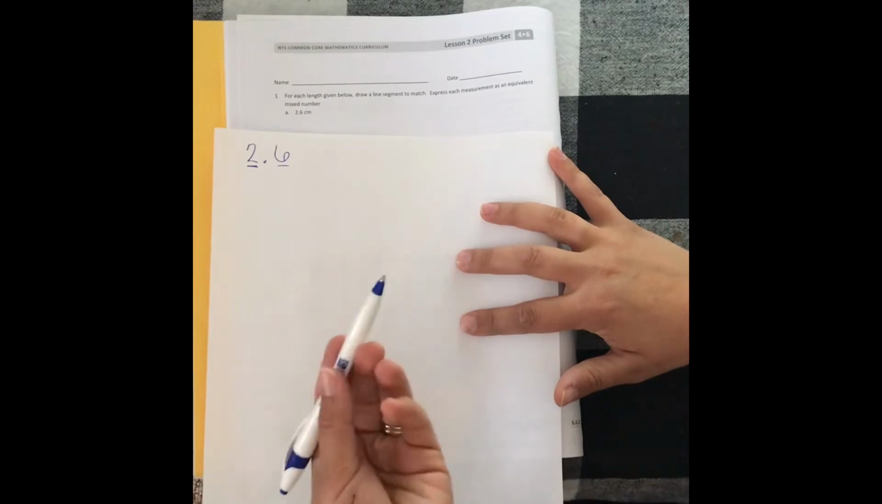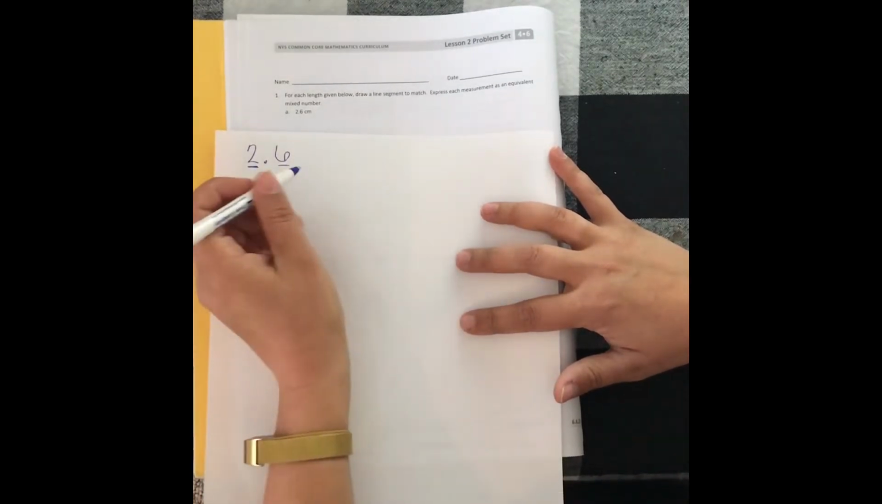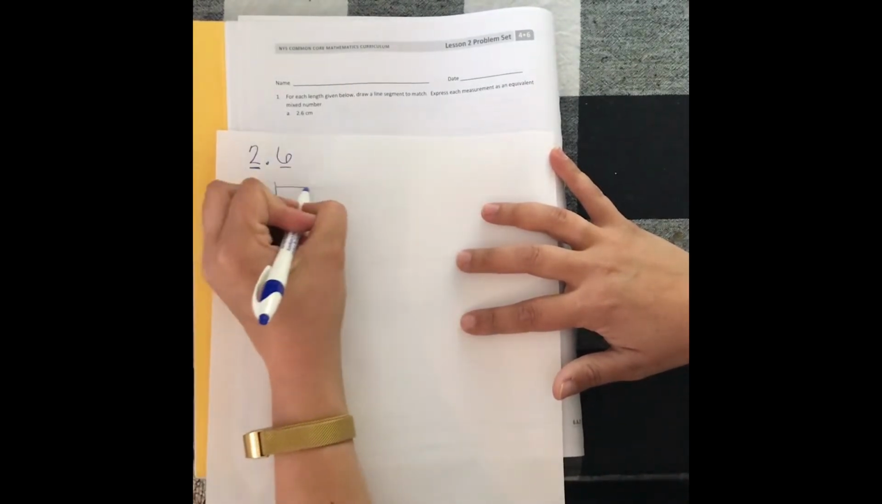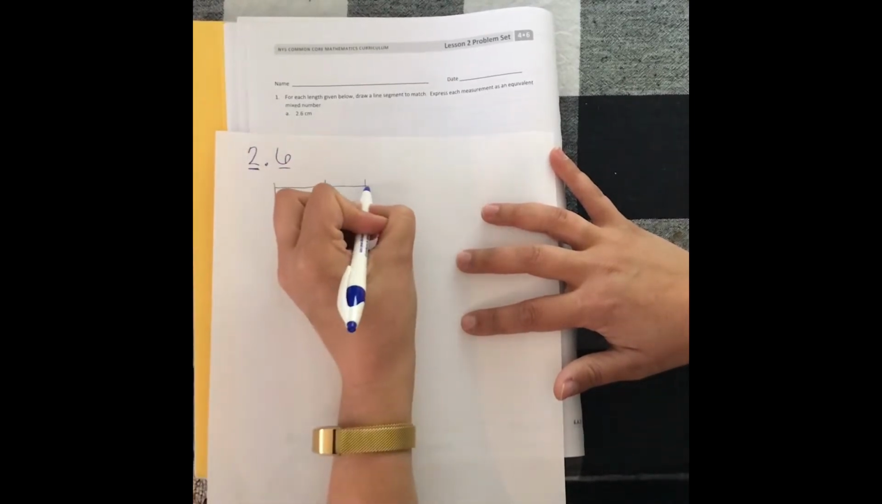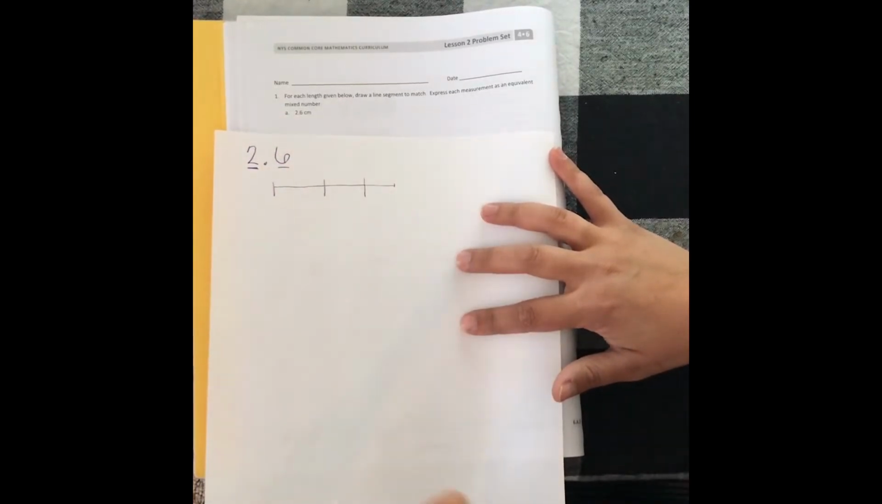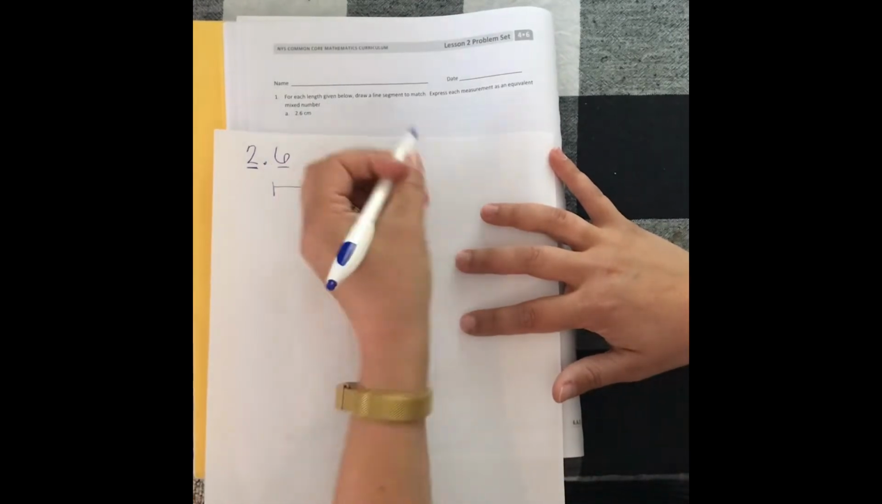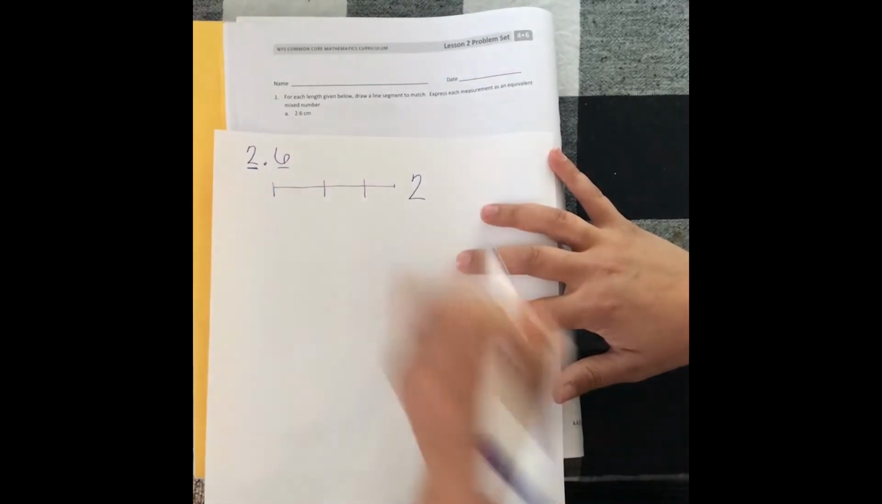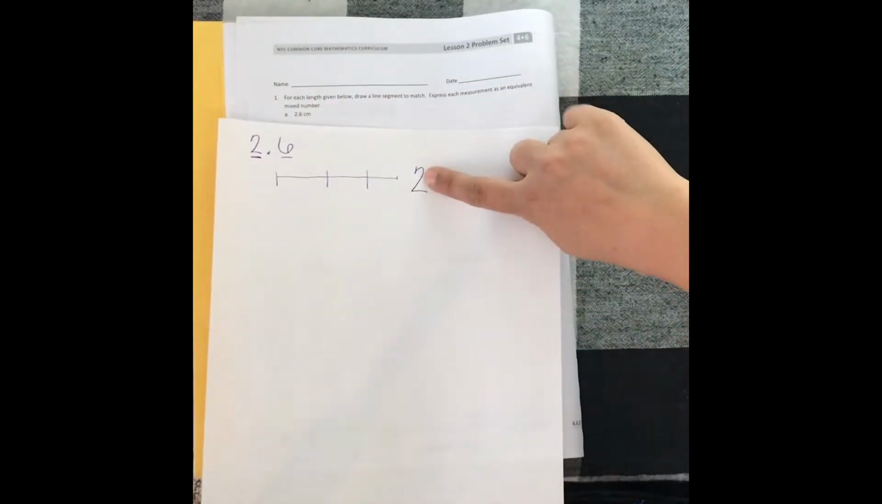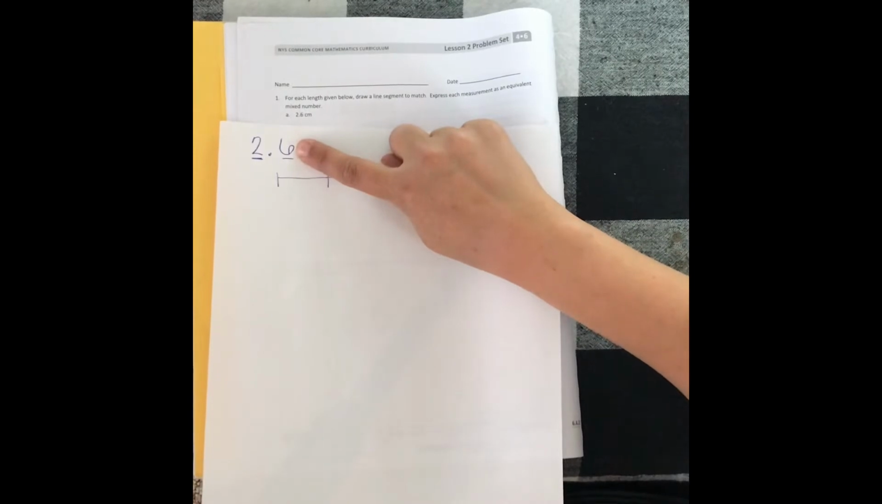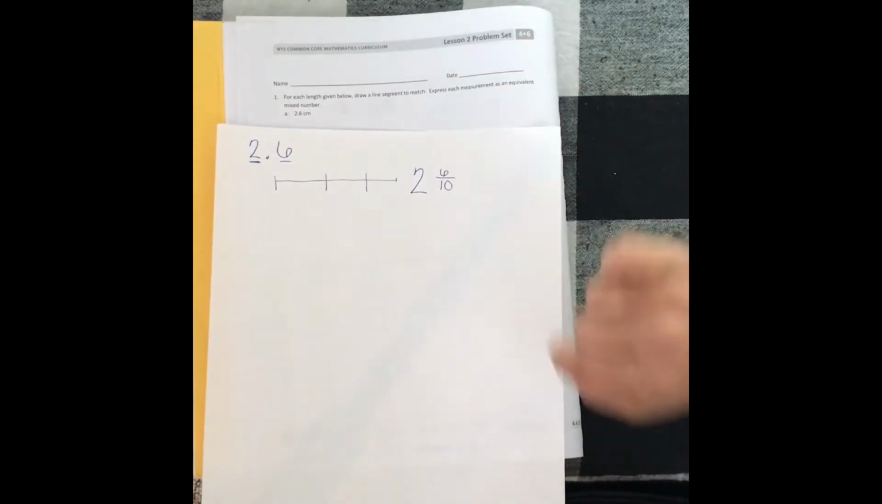So what they want you to do is draw a line segment to match this. So we'd have 1 whole, 2 wholes, and then it's a little more than halfway, which would be 6/10. So we'd have 2 and 6/10. 2 is our whole number, and 6 is in the tenths place, so I have 6/10.